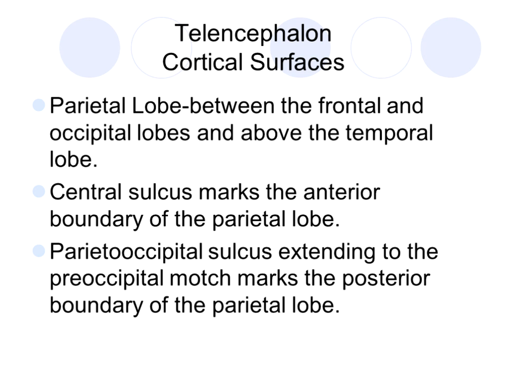So the parietal lobe is between the frontal and occipital lobes, and it is above the temporal lobe. And the central sulcus marks the anterior boundary of the parietal lobe. So the central sulcus, or the fissure of Rolando, divides the frontal lobe from the parietal lobe. And directly behind the central sulcus, we have the post-central gyrus, the primary somatosensory area.